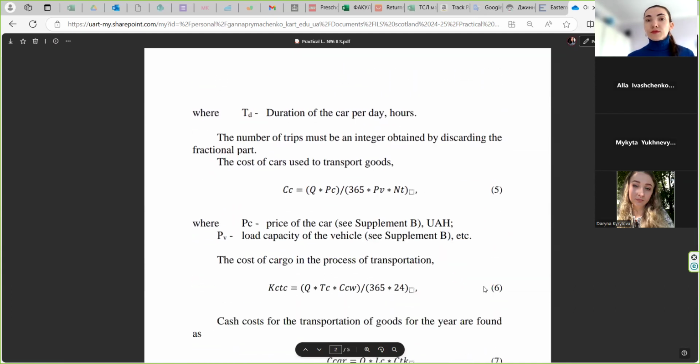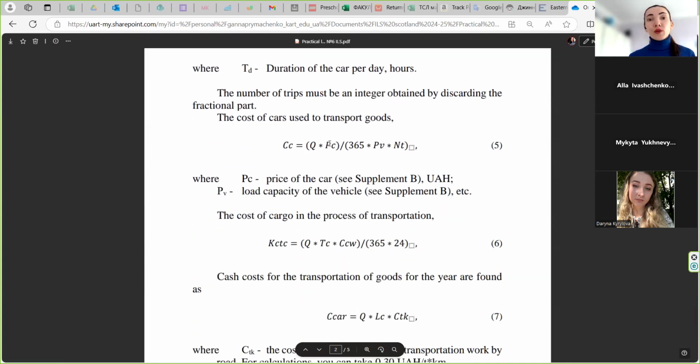Oh, it is our formula. So these two parameters are in our numerator, and all of it is divided by the denominator. It is 365, the number of days in 1 year. Multiply by such parameters as P with index V. It is the load capacity of the vehicle. We can also find it in our supplement B.